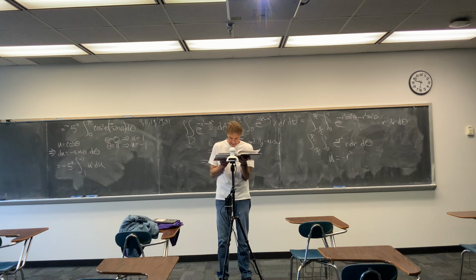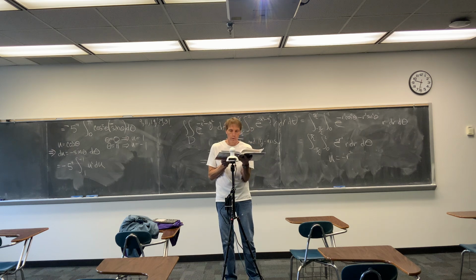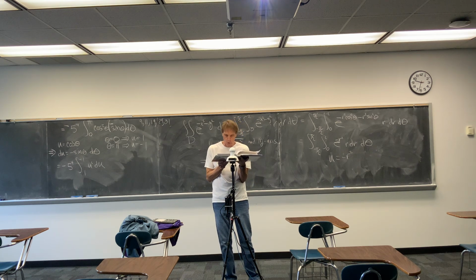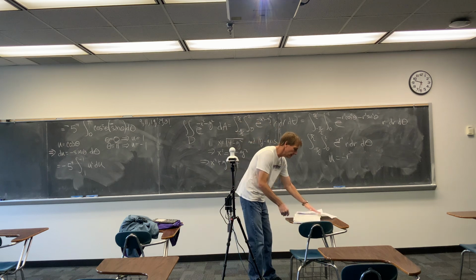X is running between 0 and 2, so your outside integral is 0 to 2. Your inside integral, where your g of x and your h of x, runs from g of x equals 0 to the upper function h of x equals the square root of 4 minus x squared. The integrand is e to the minus x squared minus y squared, dy dx. So write that down.